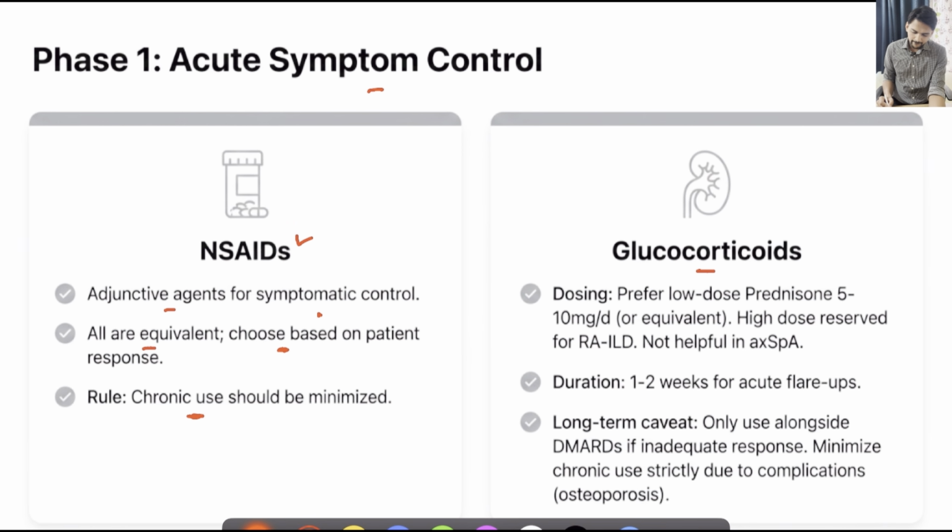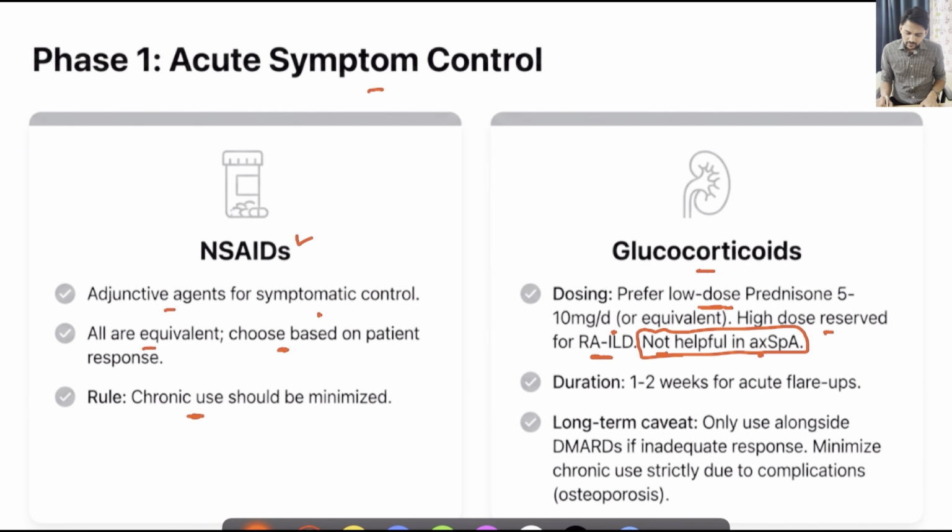Coming to glucocorticoids, first of all, always prefer the low dose prednisone, that is 5 to 10 mg per day only. High doses are reserved for rheumatoid arthritis related ILD conditions. And remember, steroids are not helpful in spondyloarthritis, particularly in case of axial spondyloarthritis.